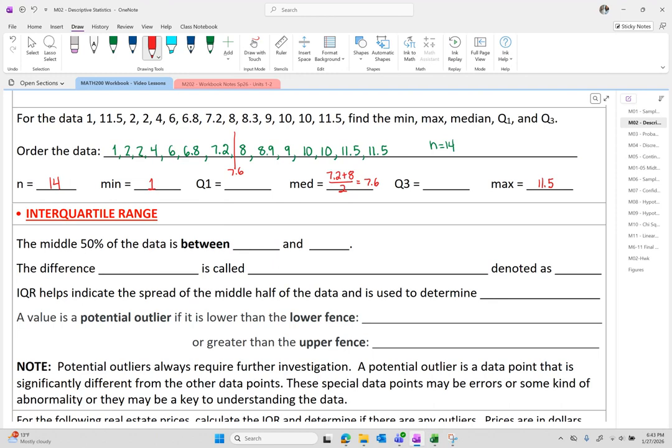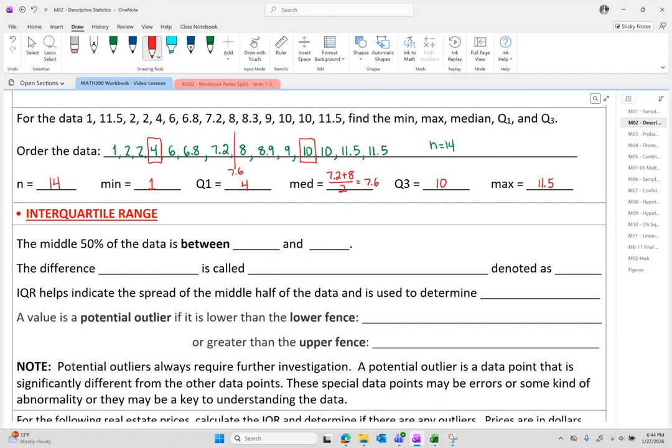Now the left set, the lower half, has 7 data values, and the middle of them is the data value that has 3 on the left and 3 on the right. So it's position number 4. And that position number 4 has the value equal to 4. On the right side, I also have 7 data values. And again, the position number 4 will be the one that will have 3 on the left and 3 on the right. That position is equal to 10 as a data value.